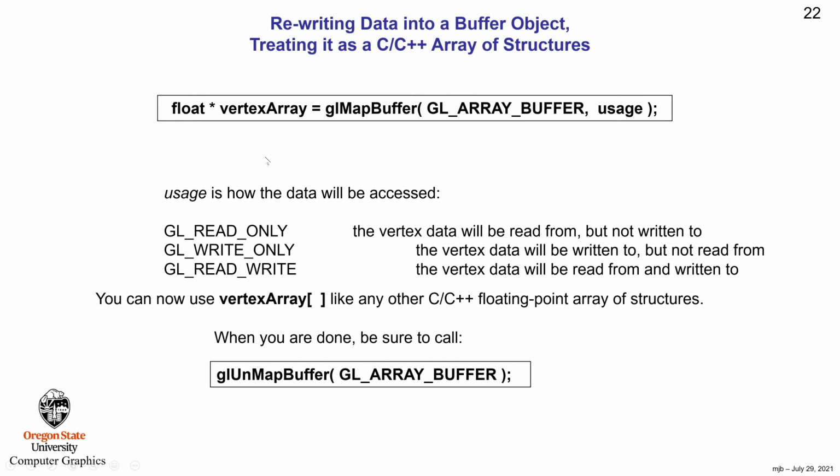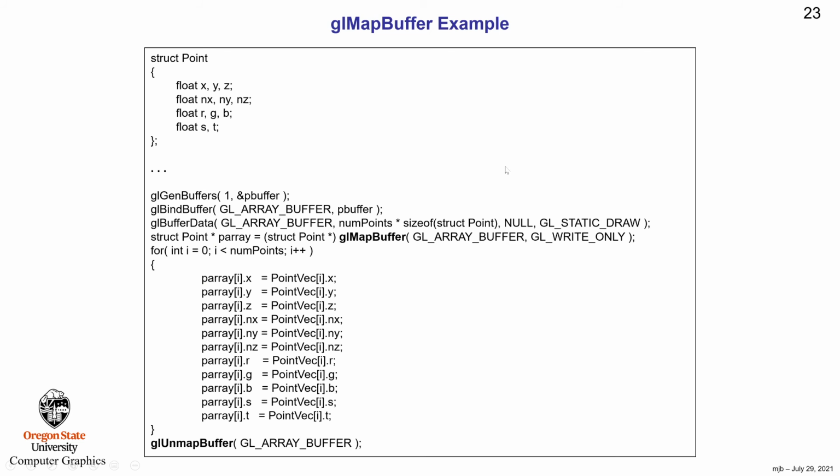Okay. Now, what if you want to fill the buffer without having to create an array of information on your own on the CPU? There's this wonderful call called map buffer. What it does is it returns to you an address, and that address actually points into GPU memory, but it looks to your program like it's a CPU address. And so at that point, it looks like you have an array, and you just start filling it exactly like you would do in C++.